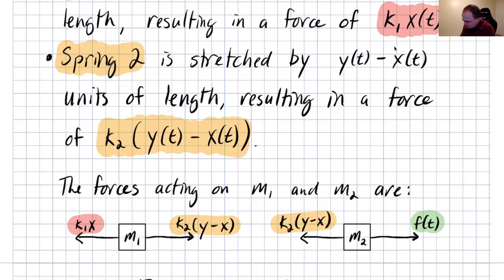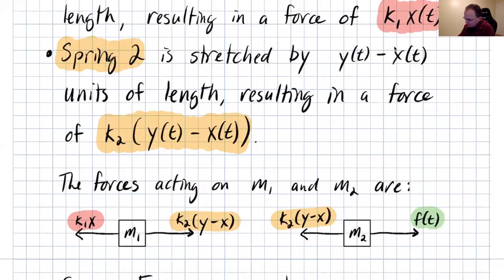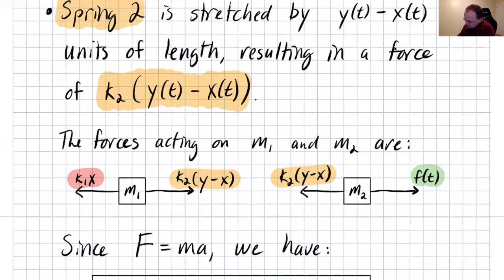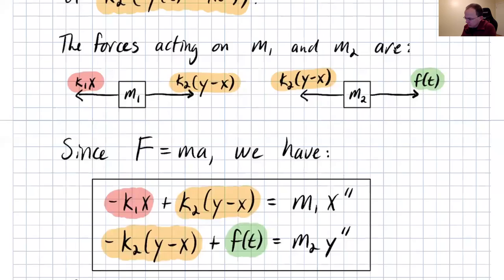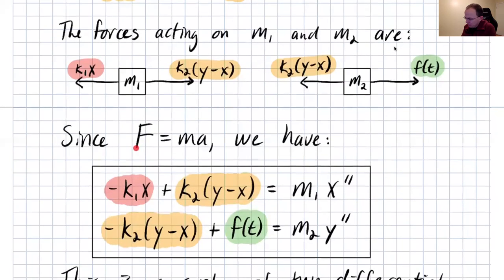Okay. And also for mass 2, the spring 2 is exerting a force of this amount in this direction. And then the external force is giving us a force in this direction. So the direction of these forces matters, and that will show up in the differential equation. Okay, so here it is. So we use this law of Newton that force is equal to mass times acceleration.